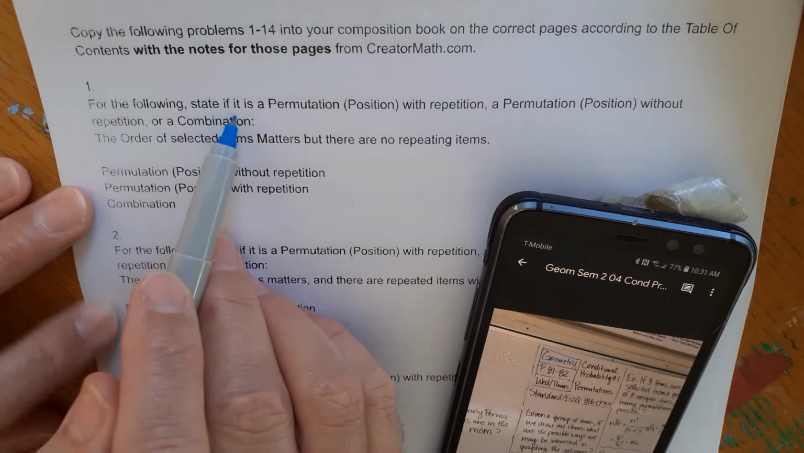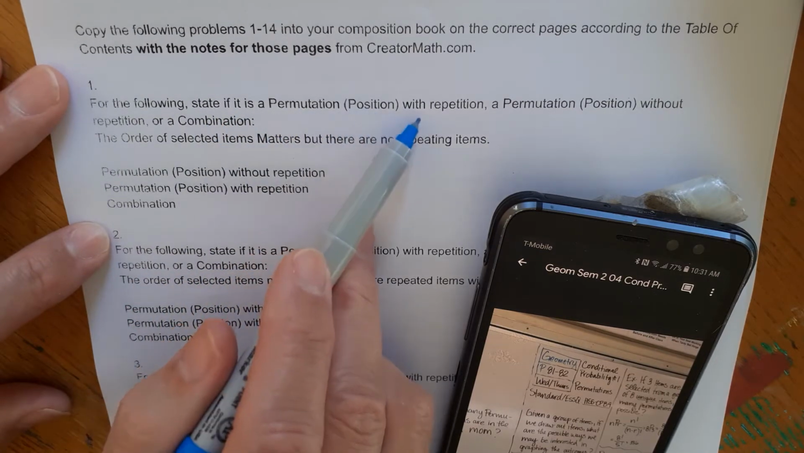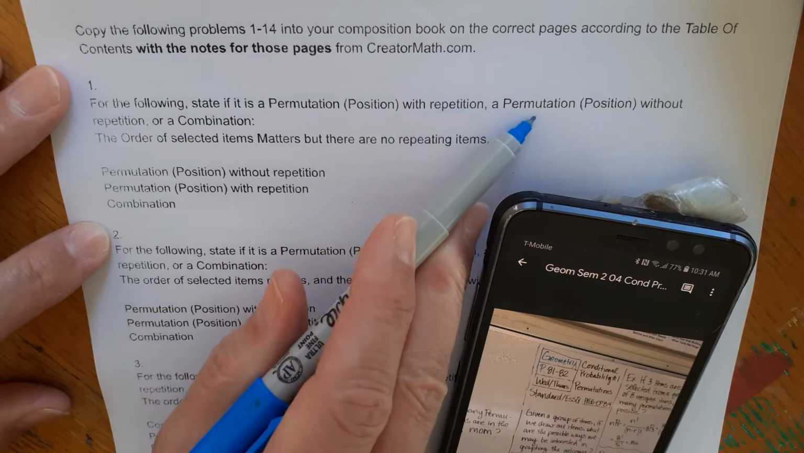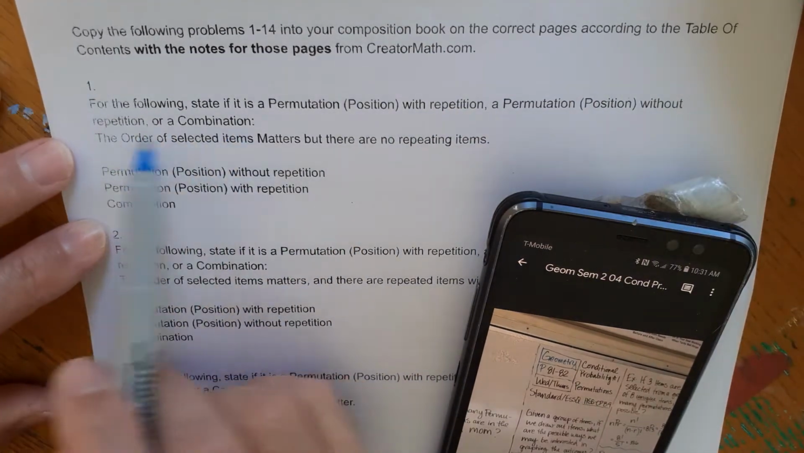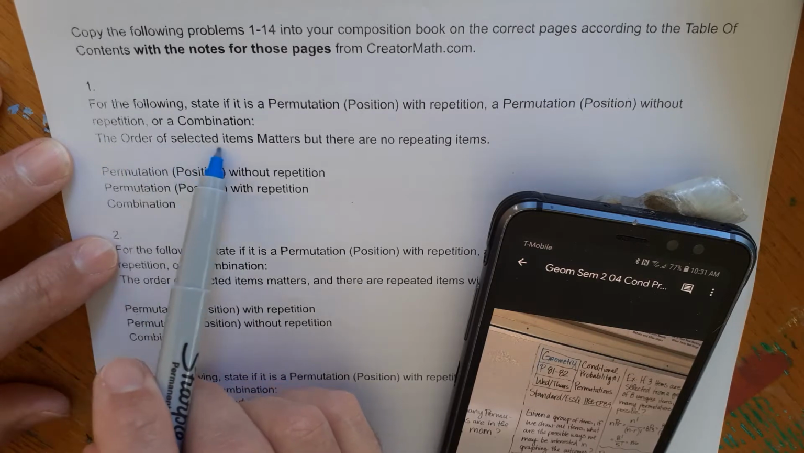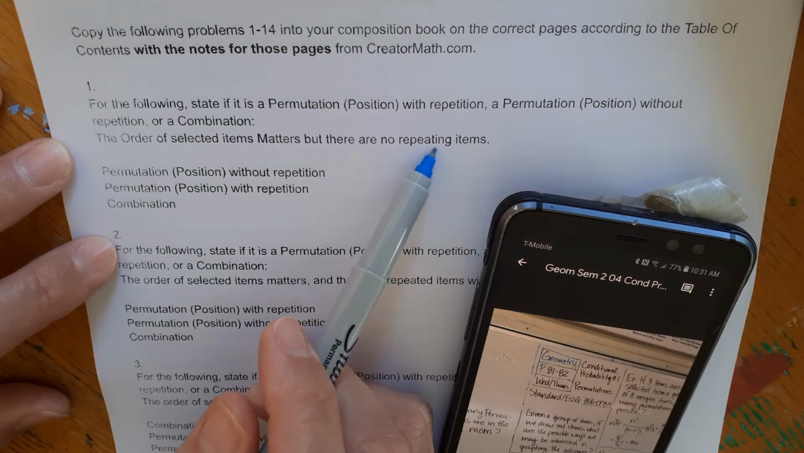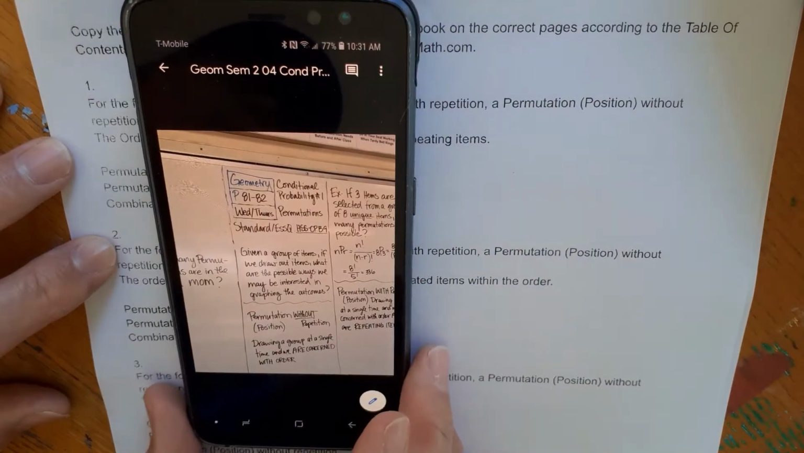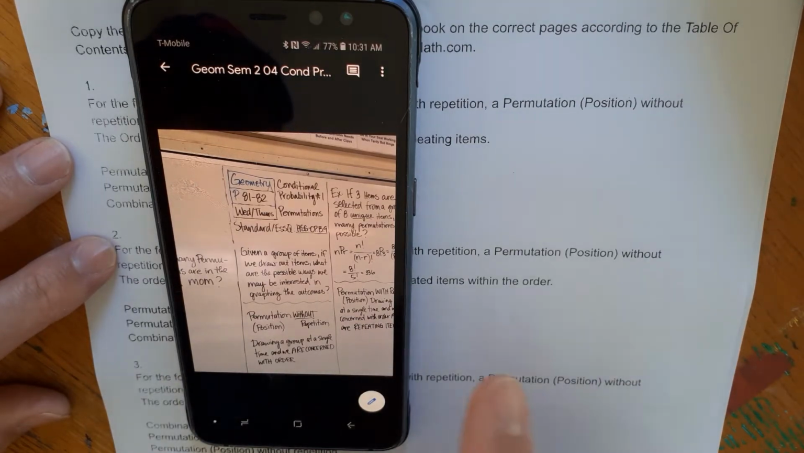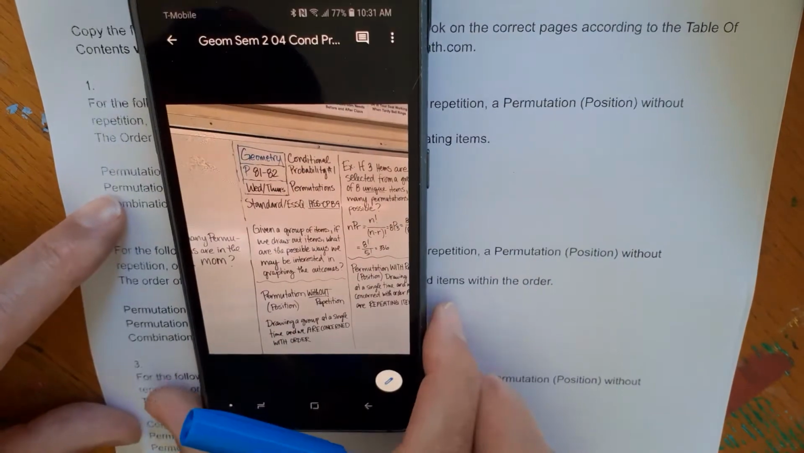For the following, state if it is a permutation with repetition, a permutation without repetition, or a combination. Here it is. The order of selected items matters, but there are no repeating items. They are totally softballing this for us, but you're not going to be able to figure it out without the notes. So let's go straight to the notes. What do they tell us? The order of selected items matters.